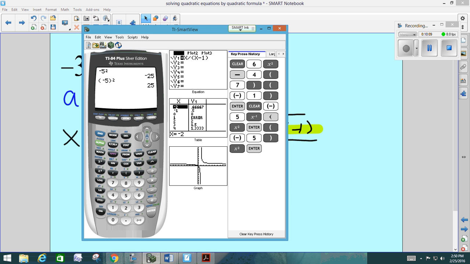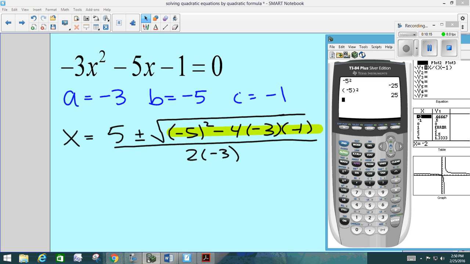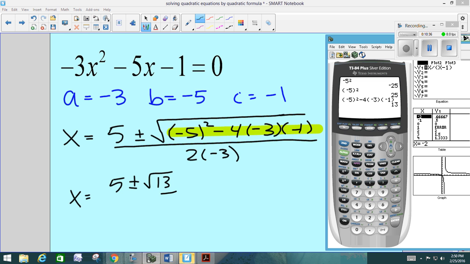That's weird. So when I put it all in the discriminant, I put negative 5 squared minus 4 times negative 3 times negative 1. I got 13. Did you get 13? Okay. So then your next line of work I want you to write down is 5 plus or minus the square root of 13 all over negative 6.